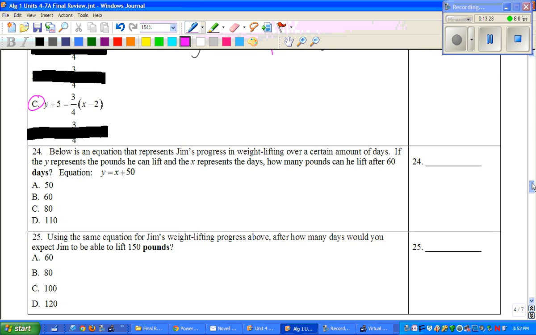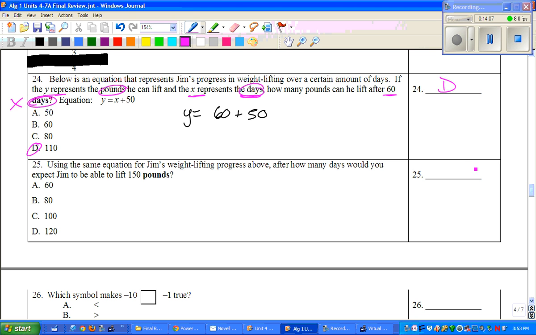Okay, we're going to go through a couple more. Below is an equation that represents gym progress in weightlifting over a certain amount of days. If y represents the pounds he can lift, and x is the days, how many can he lift after 60 days? So that's our x. y equals, plug in 60. You guys can solve the rest of this. What's the answer? Good.